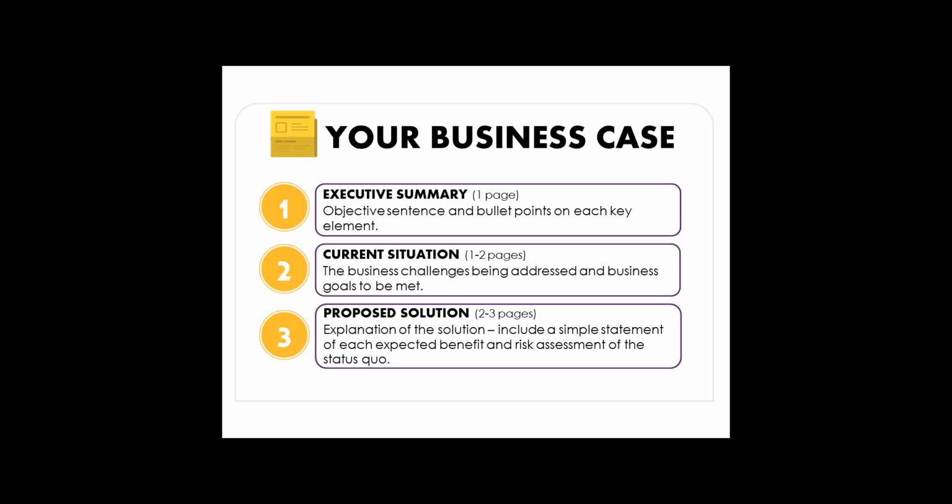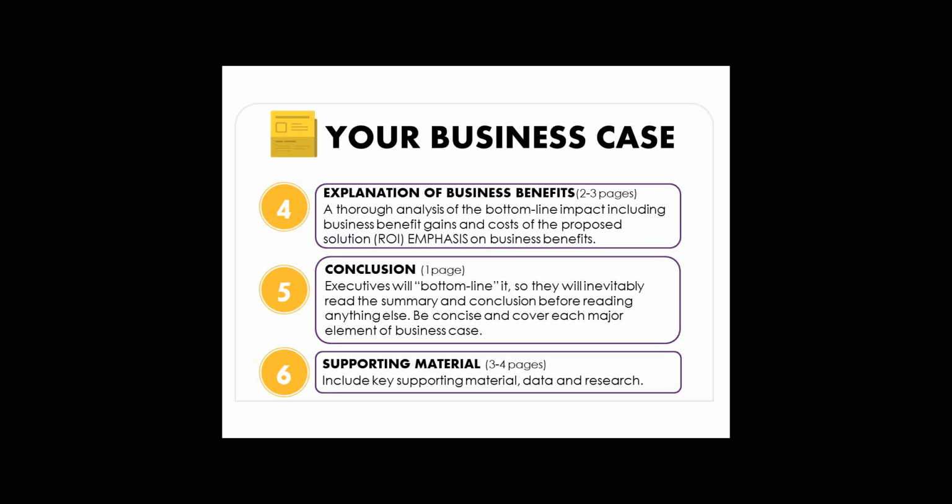The next element is a description of the current situation. Again, the status quo, here's where we are. And then the next element is the proposed solution, an explanation of what you are looking to do, including a simple statement of each expected benefit. And then the fourth piece of the business case is the business benefits. This should all be sounding familiar, isn't it? This includes the gains and costs of each element, with a big emphasis on those business benefits.